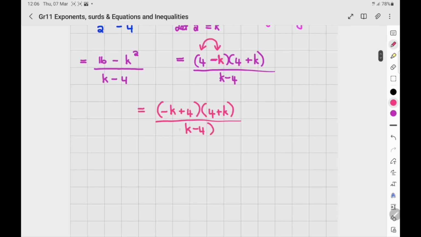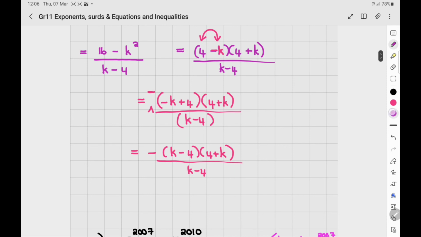So now you say, okay, I'm almost there. So remember your sign change, or not, taking out a negative. So if you take out a negative, then this negative k is going to become a positive k, and the positive 4 is going to become a negative 4. So if I add a negative there, I'm going to be left with a positive k minus 4, 4 plus k, all over k minus 4. So I did all of that so that I could get brackets that are the same. So now I can cancel out that. What am I left with? A negative 4 plus k, and you can distribute that negative in, and it gives you negative 4 minus k.